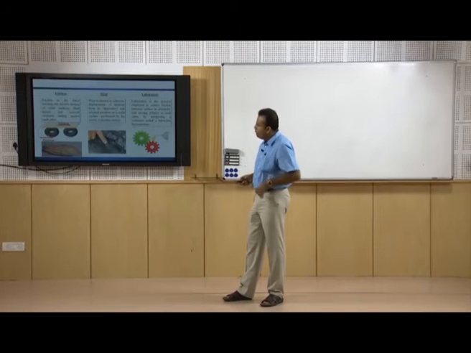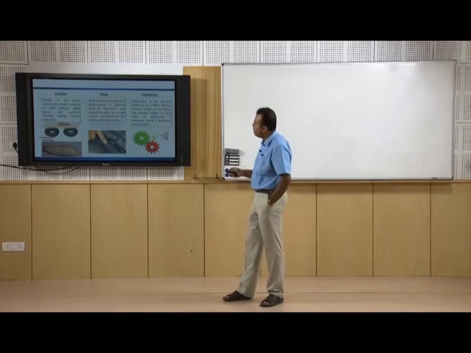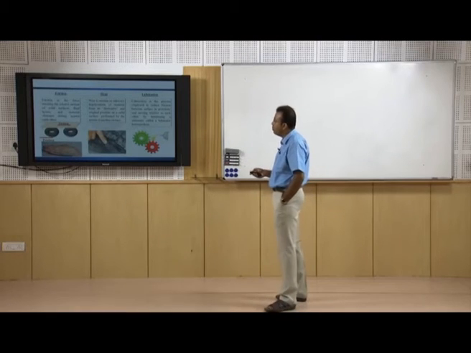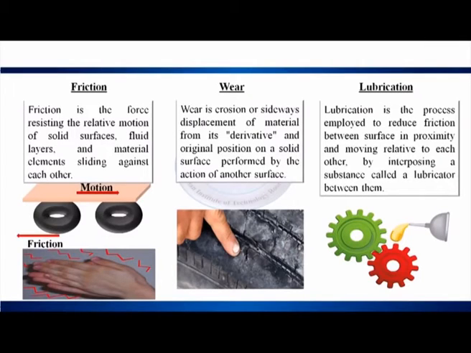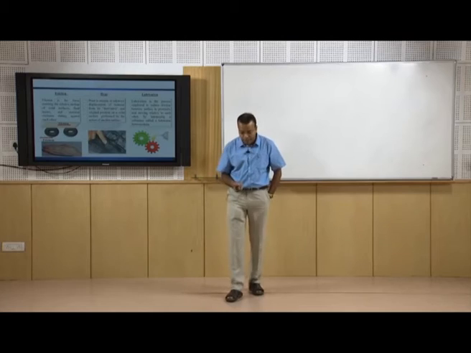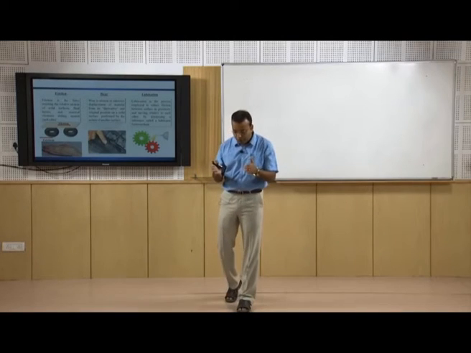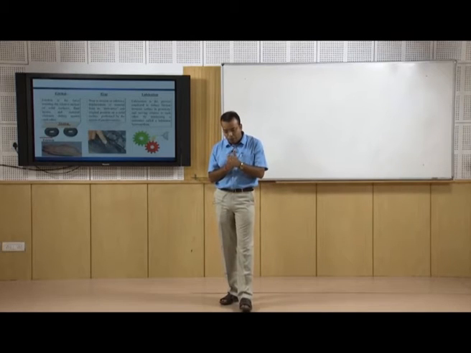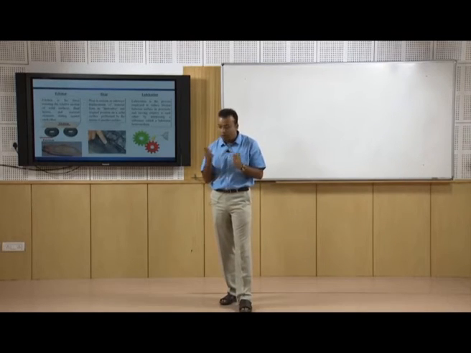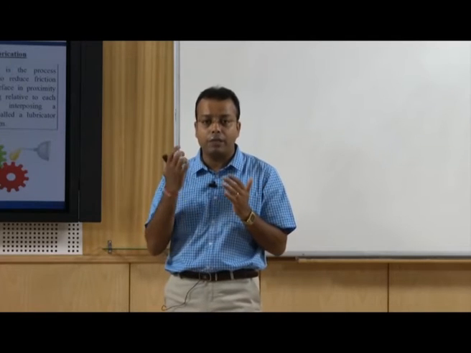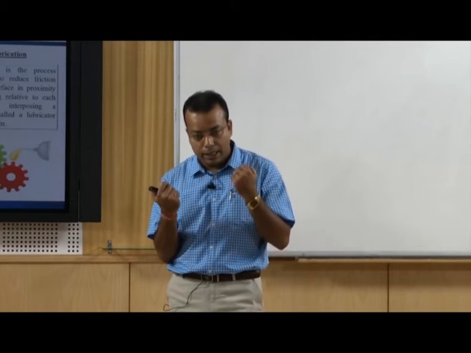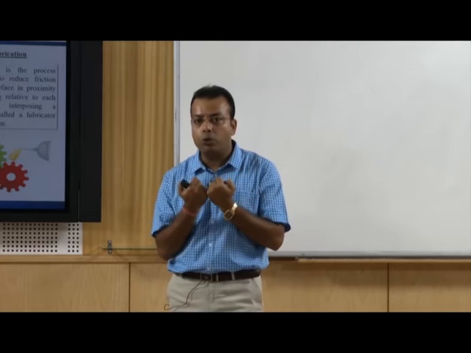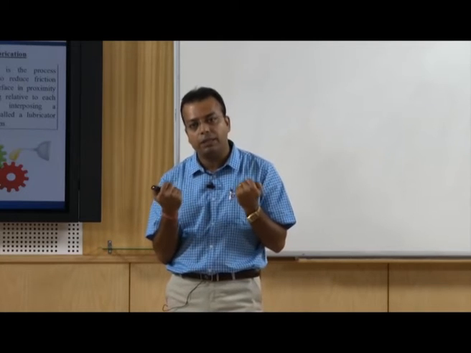So, first we have to know what friction is. Friction is the force resisting the relative motion of solid surfaces, fluid layers and material elements sliding against each other. As I already told earlier, if there is contact between two surfaces and the two surfaces have motion opposite to each other, it may be that one surface is static and another is dynamic, or both are dynamic, or both are static also.